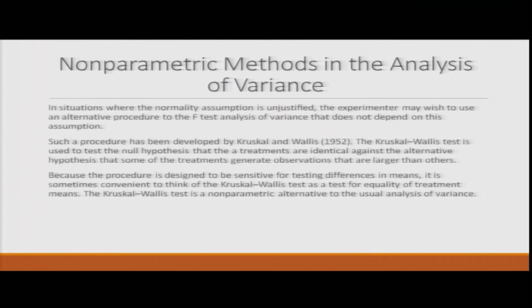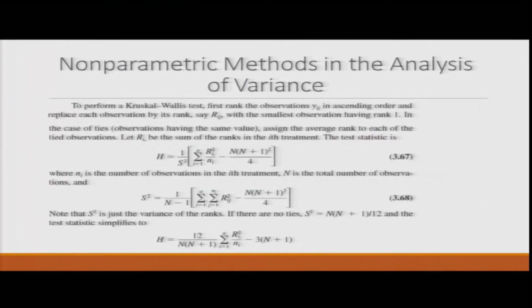Because the procedure is designed to be sensitive to differences in the means, it is sometimes convenient to think of the Kruskal-Wallis test, or the KW test, as a test for equality of treatment means. Basically, we are trying to compare the mean values of the treatments, or the etching, which was for 4 different powers, 160, 180, 200, 220. The KW test, or the Kruskal-Wallis test, is a non-parametric alternative to the usual analysis of variance. Now, to perform the KW test, first rank the observations.